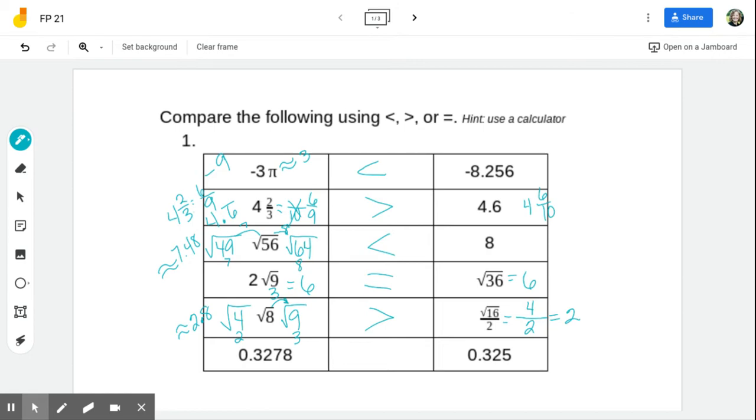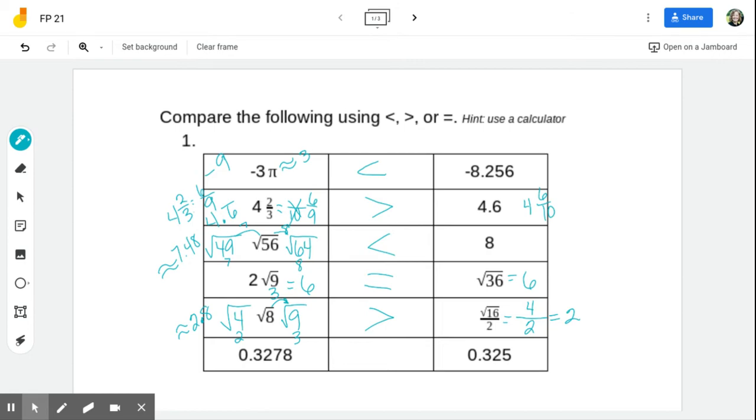Now, we have two decimals, 0.3278, or 3,278 ten-thousandths. That's always hard for me to say out loud. I don't think that's even right. But this is 325 tenths, hundredths, thousandths.